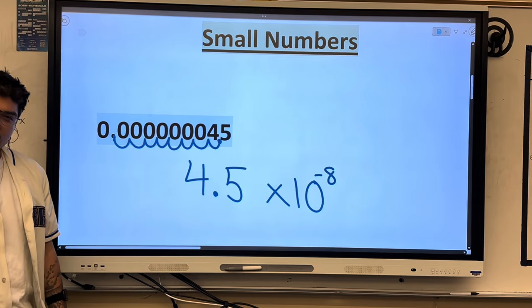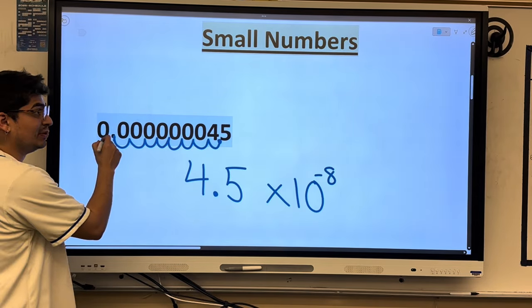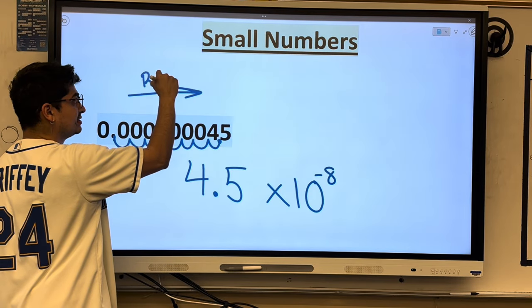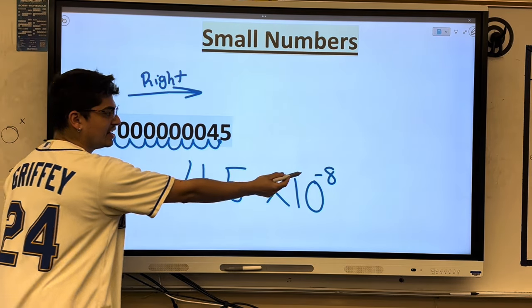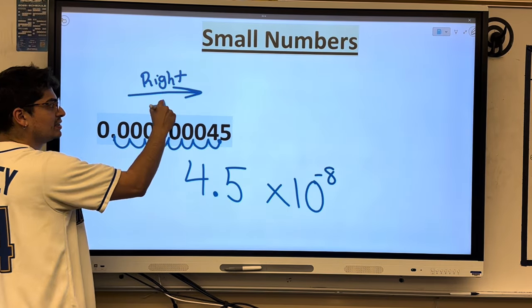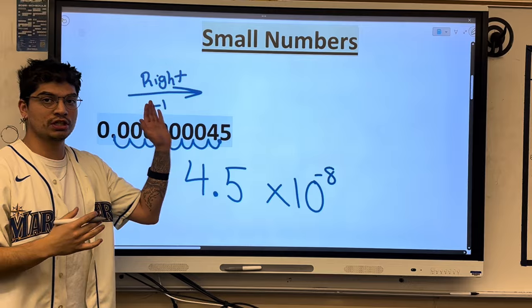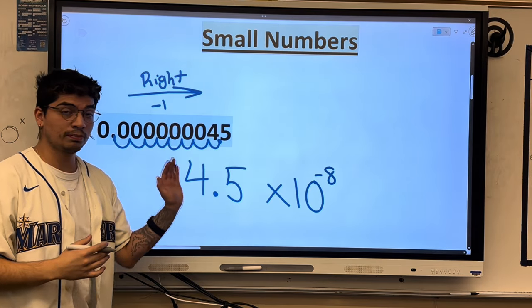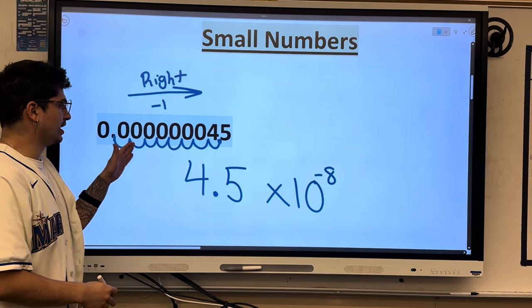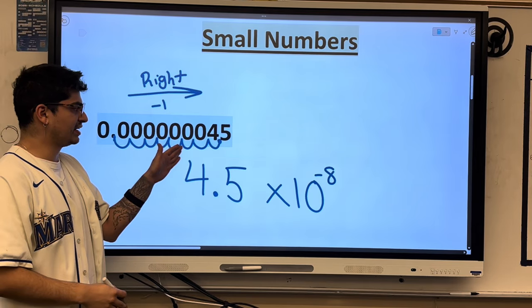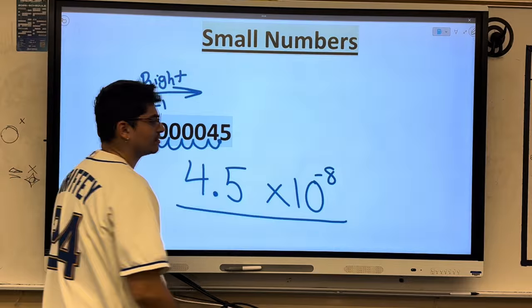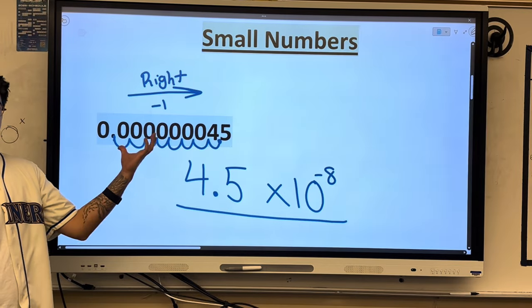which is what creates this really tiny number, right? So one big thing I want you to notice is when you move the decimal point to the right, notice how we have a negative exponent. Moving it to the right means you are taking one away each time you move it. You're taking one away from the exponent. So it's like -1, -2, -3, -4, -5, -6, -7, -8. That's what gives us our scientific notation.